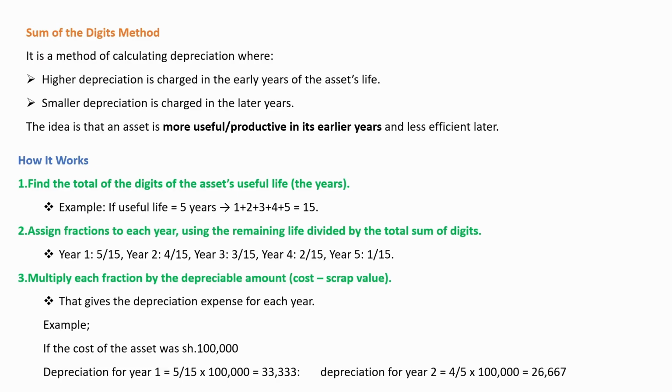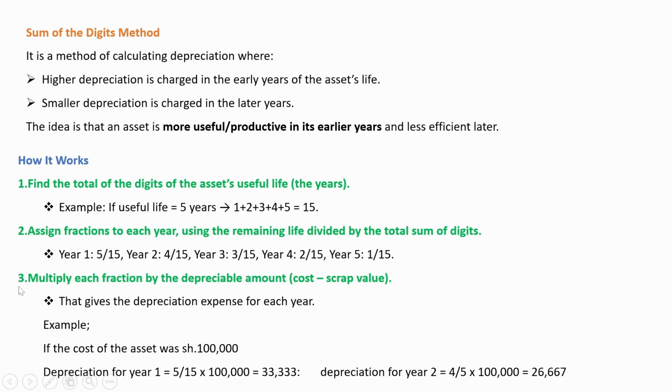In the reducing balance, the rate is the same, but the remaining balance changes. In sum of the digits, the rate changes, but the cost is constant. You are going to be multiplying the rate with the same figure because the cost is not changing.